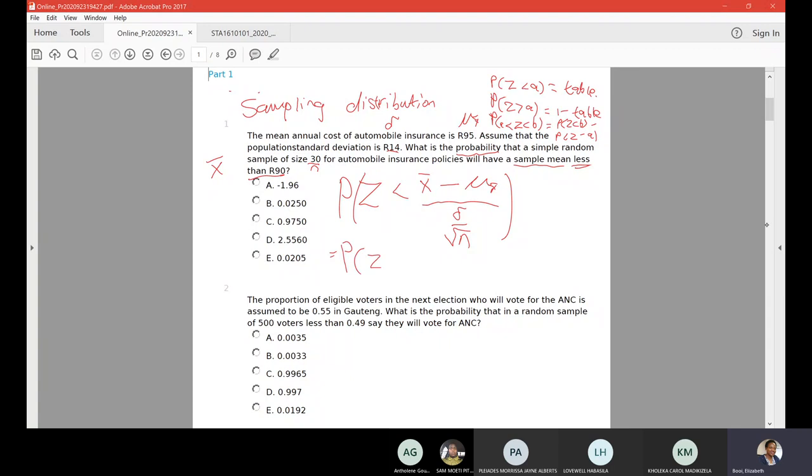Substituting the values, Z is less than our sample mean, which is 90, minus our population mean, 95, divided by the standard error, which is 14 divided by the square root of the sample size, which is 30. So now calculate the value.